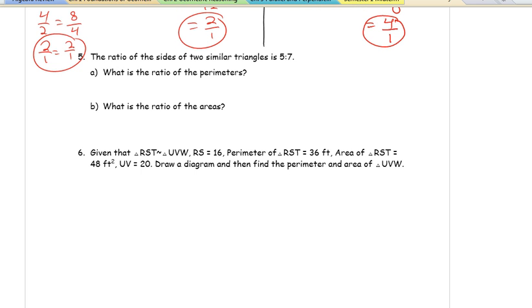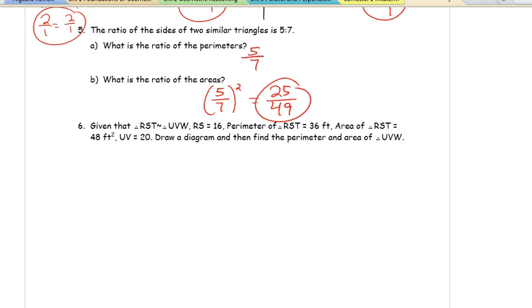So, the ratio of the sides of two similar triangles is 5 to 7. What's the ratio of the perimeters? It would be, so if the ratio of the sides are 5 to 7, the ratio of the perimeters is the same, 5 over 7. The ratio of the areas would be 5 over 7 squared, which is equal to 5 squared is 25, 7 squared is 49. That would be your area ratio. Okay, so it squares the top, it squares the bottom. That's where we're getting inches squared from, centimeters squared from. That's not a coincidence. That's why we square things, because things get squared bigger.